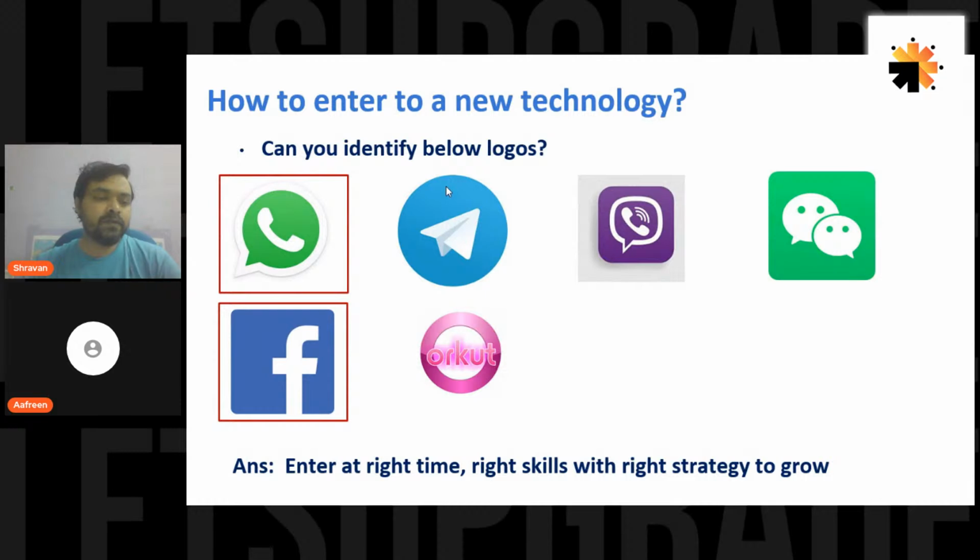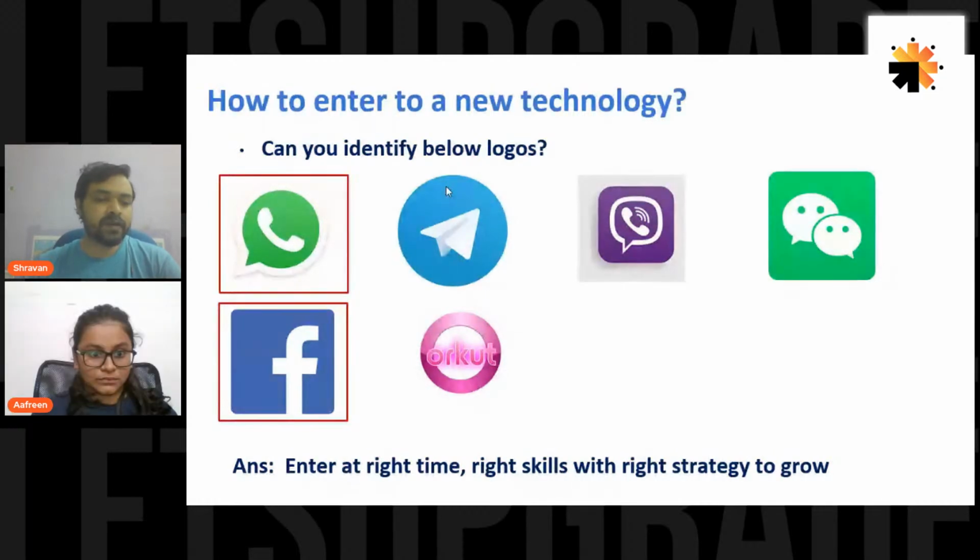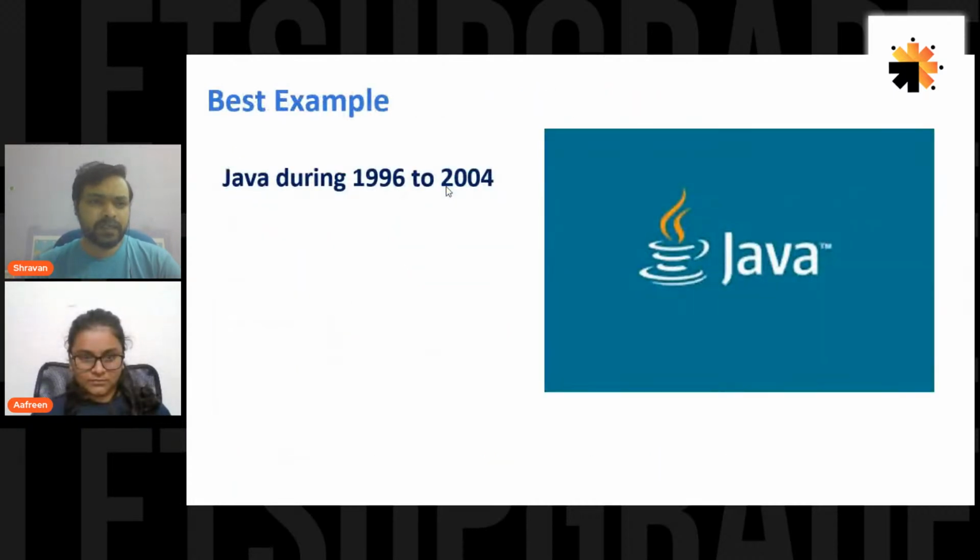That is where we need to enter at the right time, and with the right skills. Even if you enter at the right time without any skills, it is not good. So it is a good time to enter into data science, but you should also have very good knowledge to enter this field and to sustain. Next, this is almost like Java in 1996 to 2004. At that time everybody was learning Java, they got very good jobs, and most of the people settled in USA.